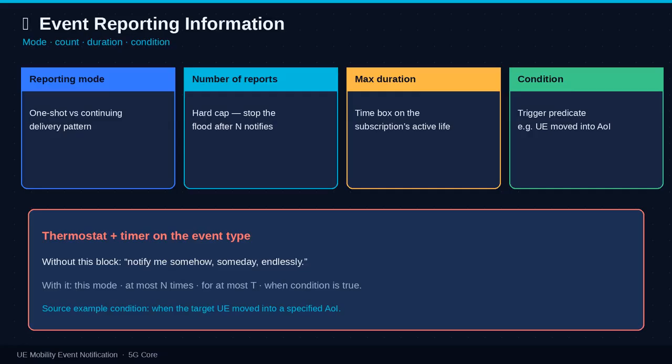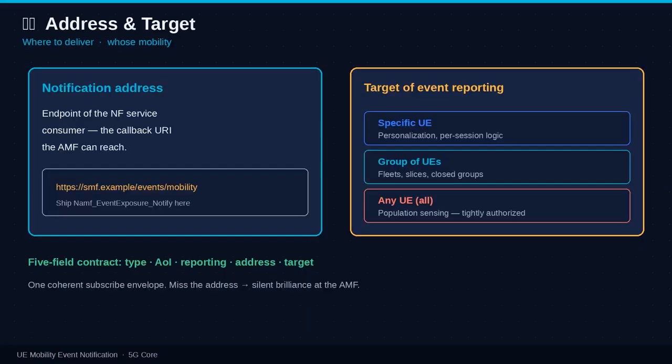Without it, subscribe would mean notify me somehow, someday, endlessly. With it, the consumer says, notify me in this mode at most n times for at most t duration, when this condition is true. That is how you keep mobility exposure useful for both a one-time geofence fire and a long-running density study. 2 more parameters close the subscription envelope.